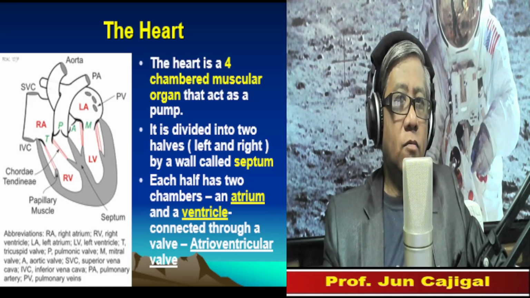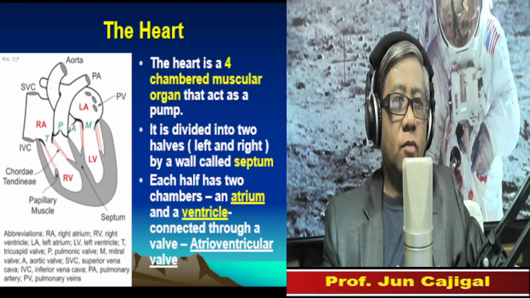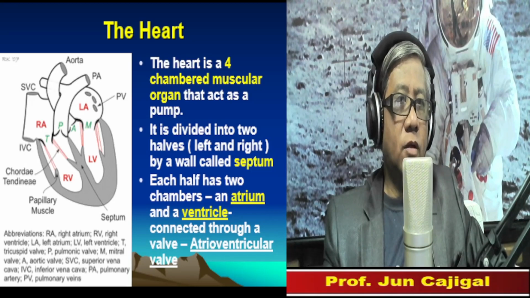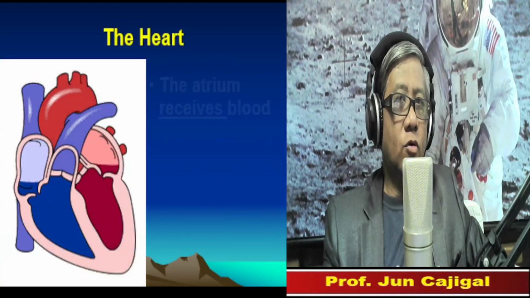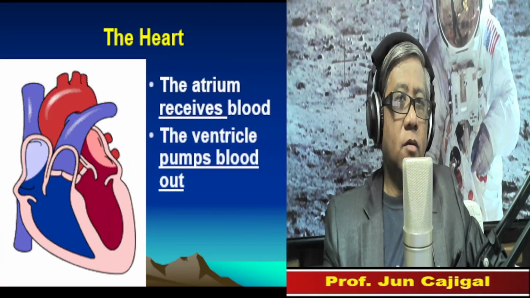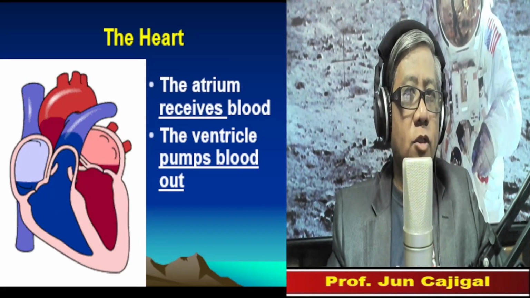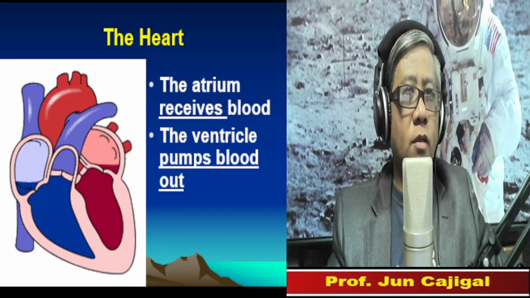Now, the atrium and the ventricle are separated by a valve known as the atrioventricular valve. The function of the atrium or the auricle is to receive blood, while the ventricles pump blood out of the heart. So those are the different chambers of the human heart.